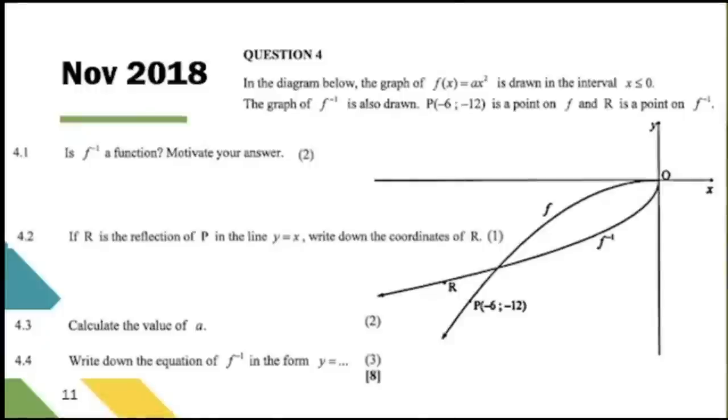If we move on to November 2018, here it was in question 4.